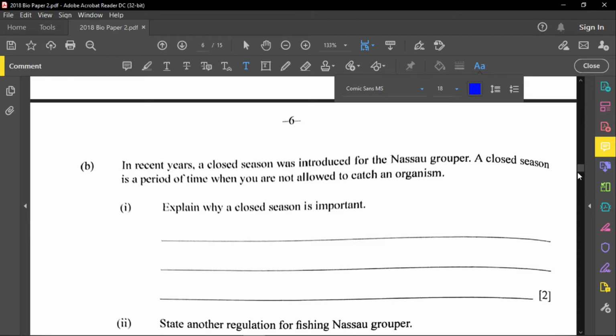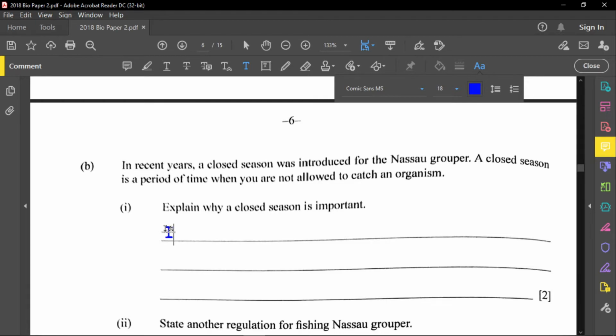So in recent years, a closed season was introduced for Nassau grouper. A closed season is a period of time when you are not allowed to catch an organism. So now it asks, explain why a closed season is important. You're not allowed to catch. Why is it important for you not to catch any organism at this time?